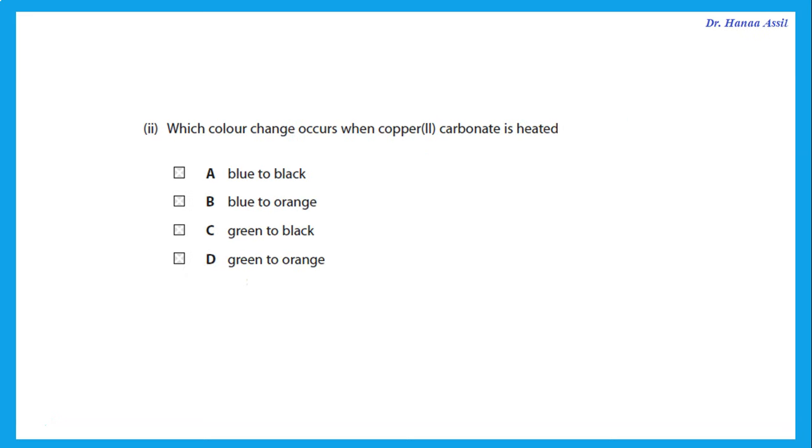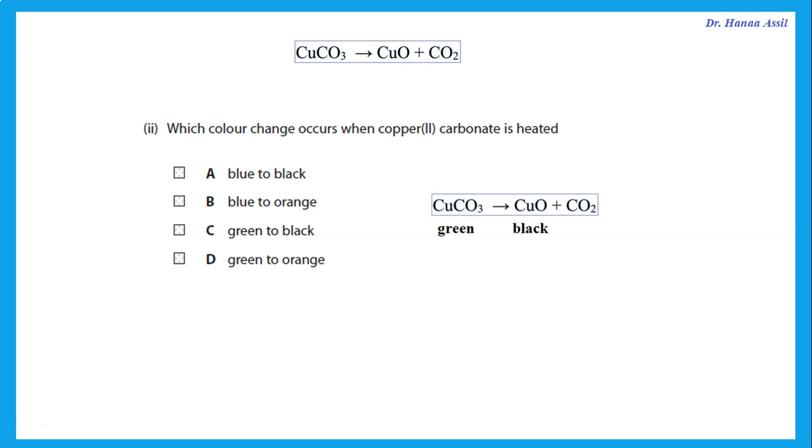Okay, anyway, which color change occurs when copper carbonate is heated? Again, we're heating copper carbonate. You should know these colors. What is the color of copper carbonate? You should know that it is green. When I heat it, it turns to copper oxide, and you should know that copper oxide is black. So the color change here is green to black.